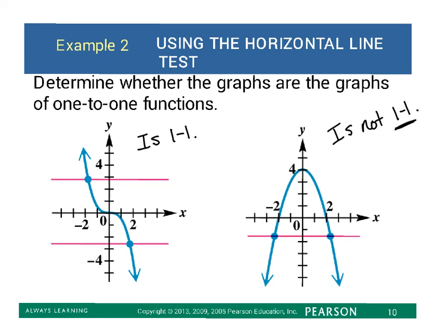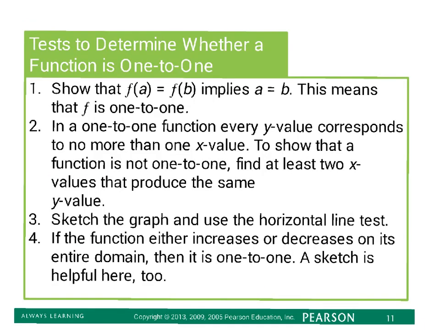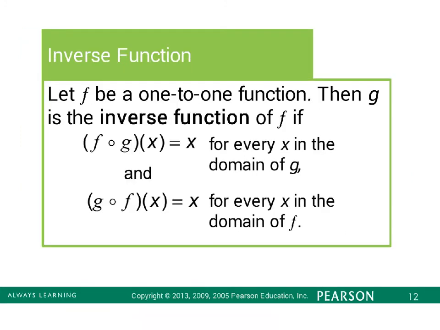All right, so let's use that horizontal line test in helping us figure out whether functions are 1-to-1 or not. Here's just a rundown of ways that we can determine whether a function is 1-to-1 or not. Okay, so I'm just going to skip this. Y'all can read that.